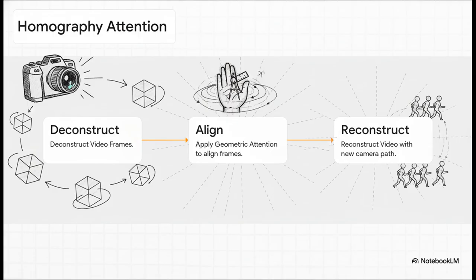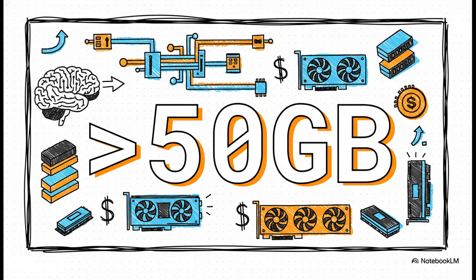So how does it pull this off? Well, the core technology is a technique called homography-guided self-attention. Now, to put that simply, it uses the camera's geometry to understand the scene in 3 dimensions. This is what lets it keep all the objects and characters perfectly aligned when it reconstructs the video from that new camera path. But here's the verdict on utility versus resource cost. This one is not for consumer-grade hardware. The pipeline requires over 50 gigabytes of VRAM.